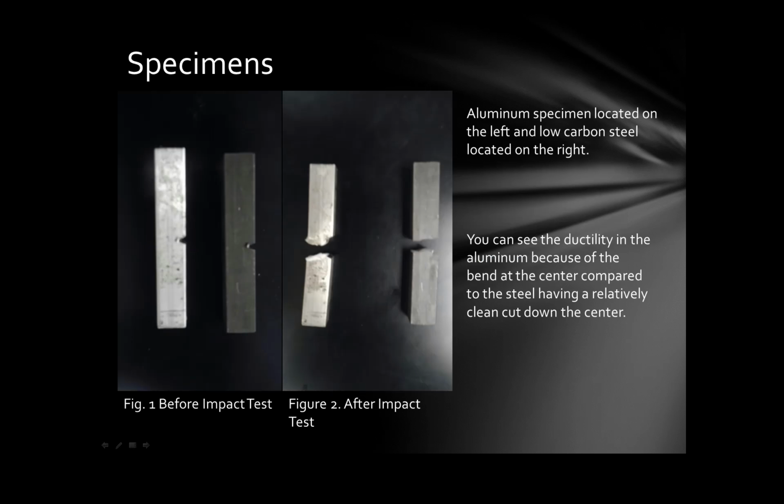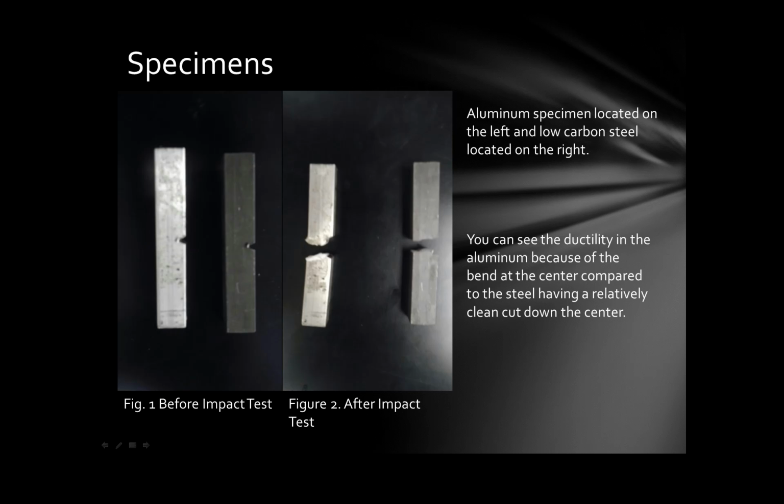The aluminum specimen was bent down the center when compared to the steel specimen that had a mostly clean cut down the center. This leads to the conclusion that the aluminum specimen was ductile and the steel specimen was brittle. It is safe to assume that the higher the impact strength is, the more ductile the material will be because it will have absorbed more of the energy from the pendulum swinging down and striking the specimen.